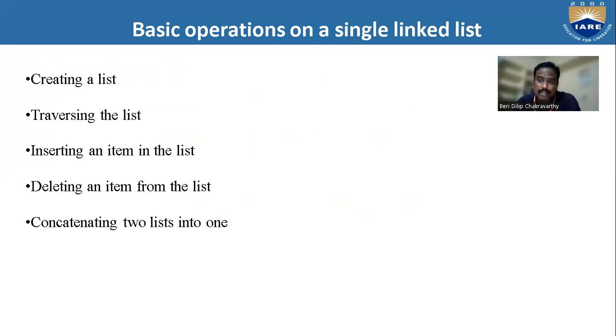Now, what are the operations we are going to perform on the data structure? On the single linked list, what are the operations we are going to perform? Here, we are observing, we can create a list. First we need to create a list. After creating a list, this list consists of a lot of elements, one after the other.